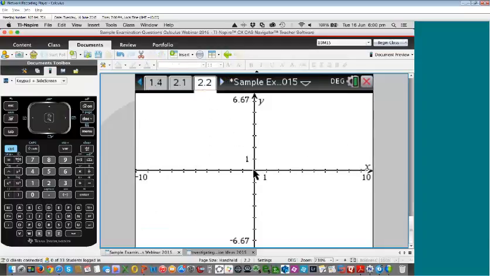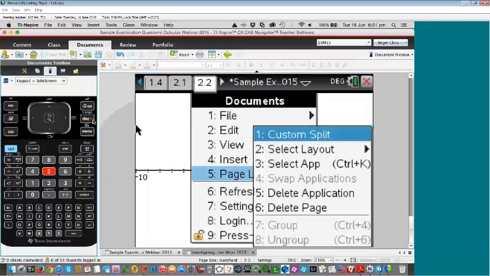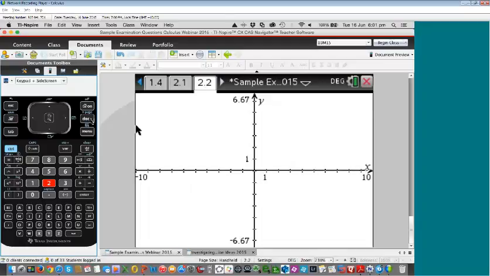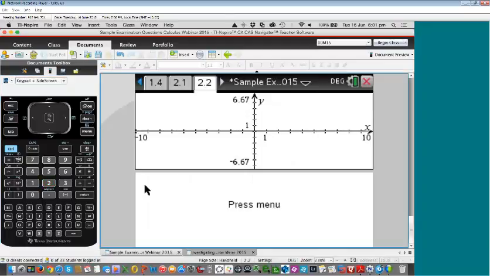So I've already created a graphs page on 2.2. What I am going to do is make this into a split screen, but I'm not going to be quite as creative as I did with the notes page. I'm just going to split this into two screens, one above the other. So doc, number 5 for page layout, number 2 for select layout, and I'm going to pick number 3, layout number 3. So a horizontal split. So we get something looking like this.